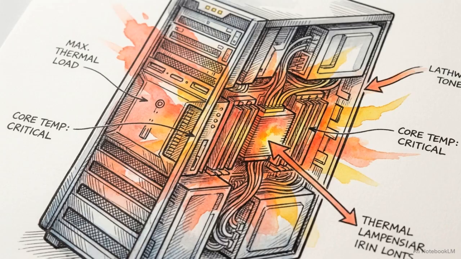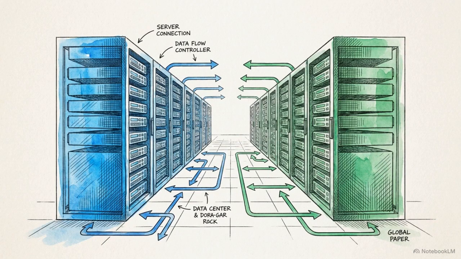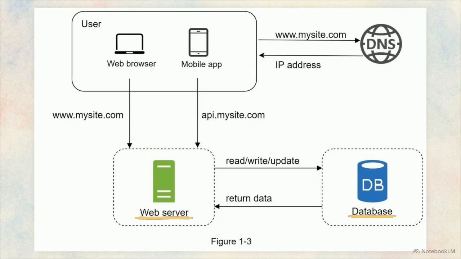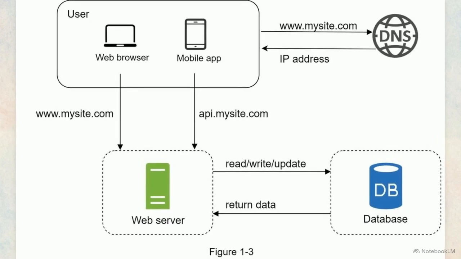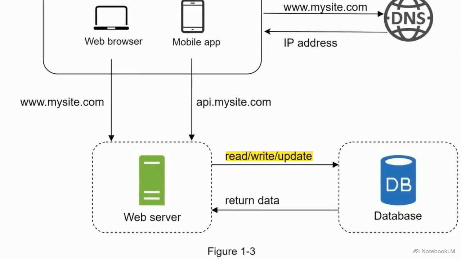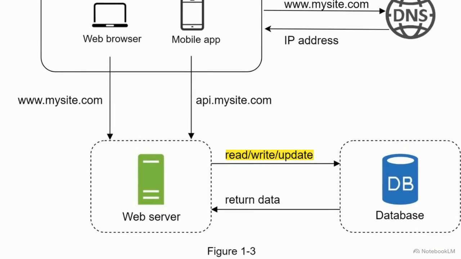The immediate solution to an overloaded monolith is not to buy a larger machine, but to divide the labor. This diagram illustrates the first architectural split. We separate the web tier from the data tier. The traffic flow becomes linear. The user contacts the web server, and the web server issues read, write, or update commands directly to the database.